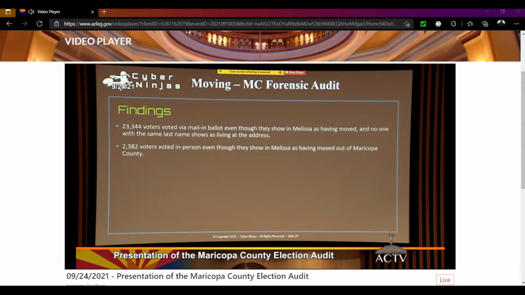We had 2,382 voters who voted in person even though they showed in Melissa as having moved out of Maricopa County prior to that date. We have 2,081 voters who moved out of state in the 29 days before the election and appeared to be given a full ballot, which, if they voted at all, should have been a president-only ballot, where literally the only option on the ballot would have been president. That is by Arizona statute.